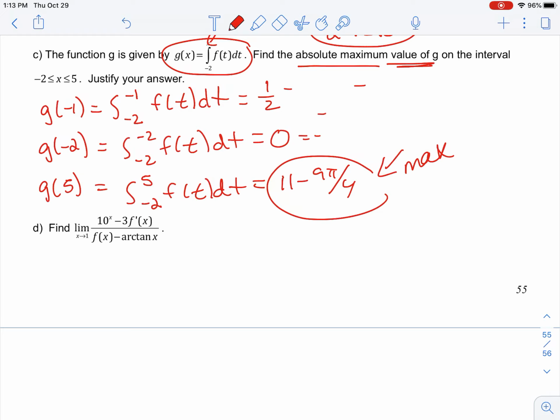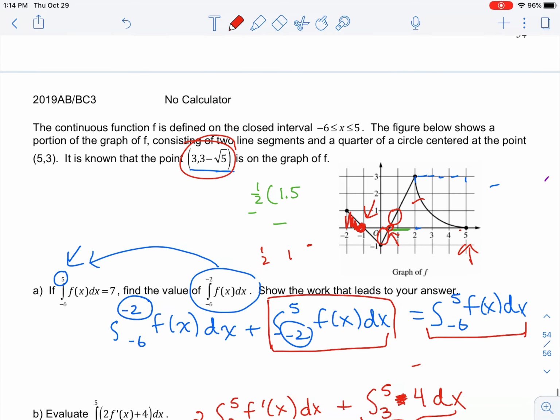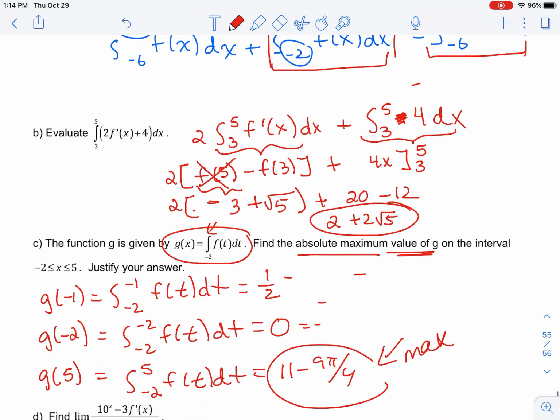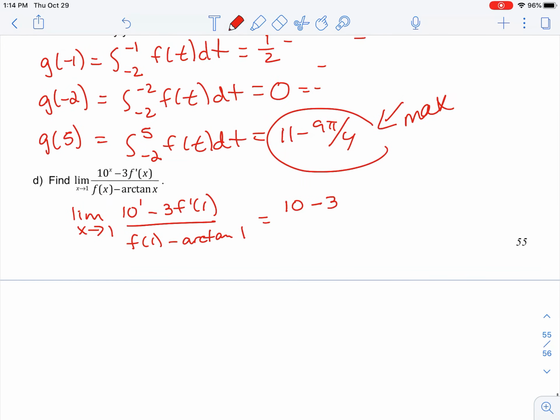Okay, lastly is a limit problem. So what do we do when we take limits? We're going to just plug in the value, direct substitution. So 10 to the first minus 3 f prime of 1, f of 1 minus arctangent of 1. Direct substitution. 10 minus 3, what's f prime of 1? f prime of 1 is the slope of this graph at x equals 1. This is just a straight line. I'm going up 2 over 1. So this would be 2.